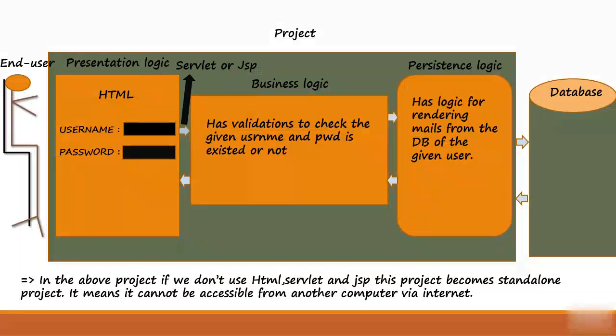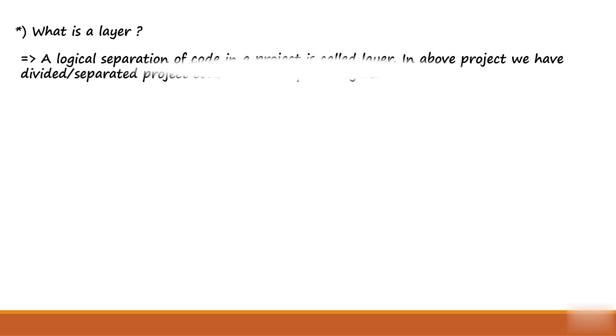So next we will discuss layers. What is a layer? A logical separation of code in a project is called a layer. In the above project, we have separated the project code into three parts: the presentation part, the persistence part, and the business logic part. So when it comes to a project, we have some terminologies.